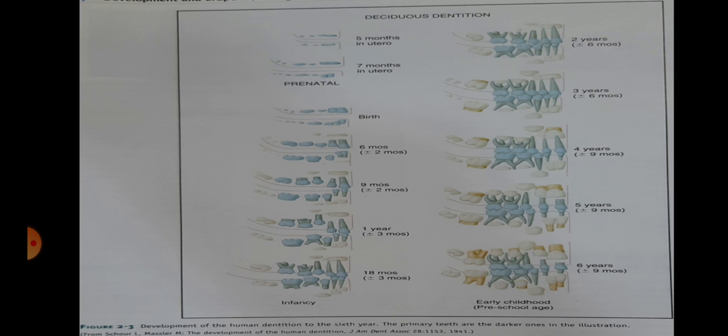Crown formation of the primary teeth continues after birth for about 3 months for the central incisor, about 4 months for the lateral incisor, about 7 months for the primary first molar, about 8.5 months for the canine, and about 10.5 months for the second primary molar. That is, the sequence is A B D C E.